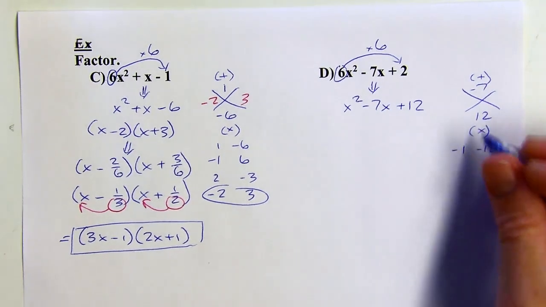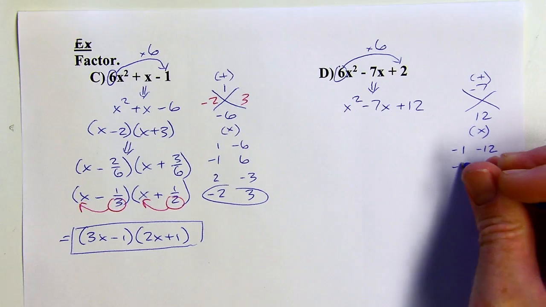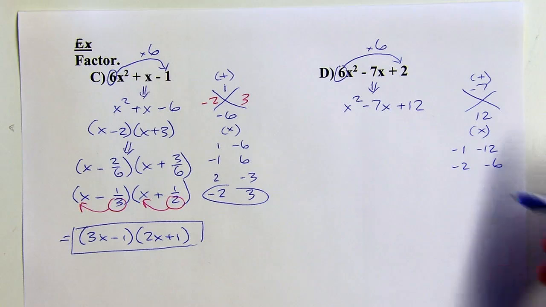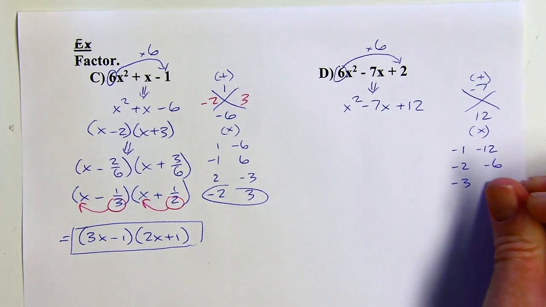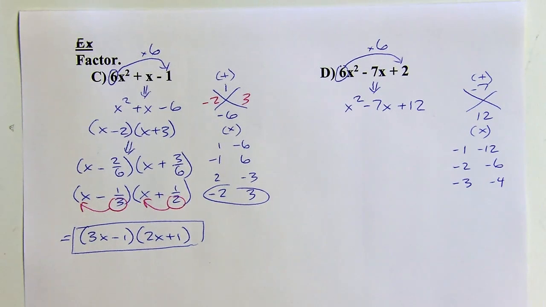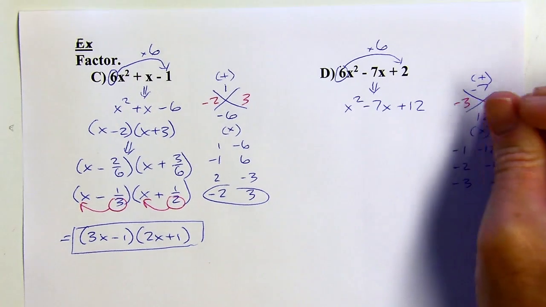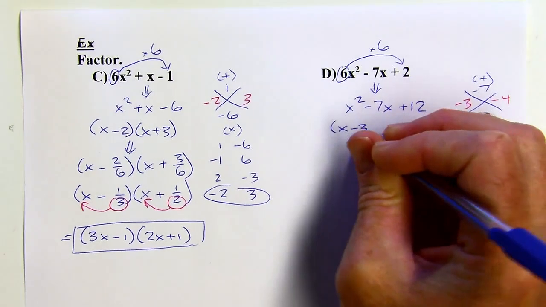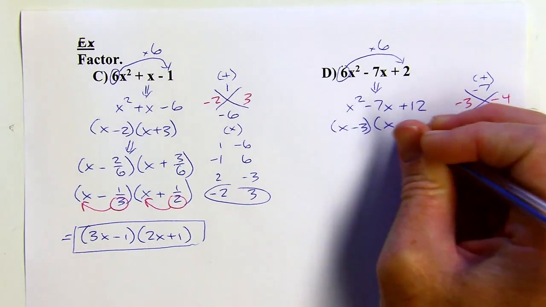So let's try another combo. Let's try a 2 and a 6. That would multiply to 12, but it adds up to negative 8. Okay, so let's try a 3 and a 4. Hey, that multiplies to 12 and adds to negative 7. So that is my winning combo here. So x minus 3 times x minus 4.